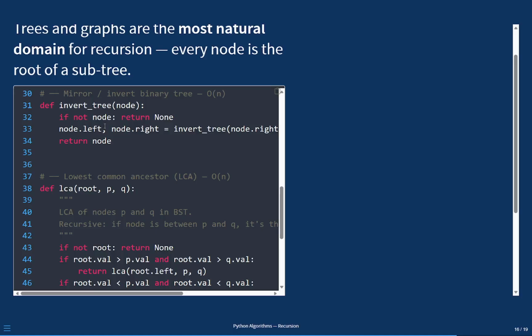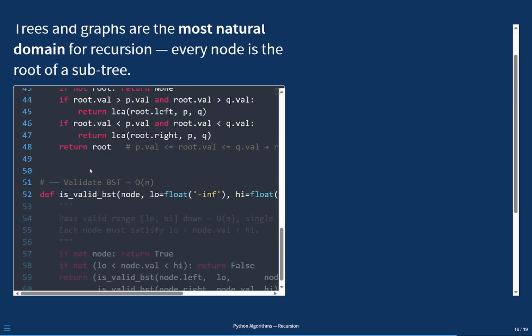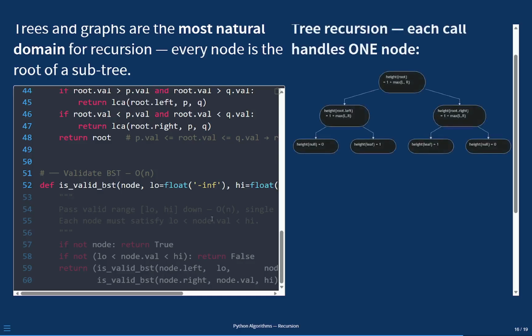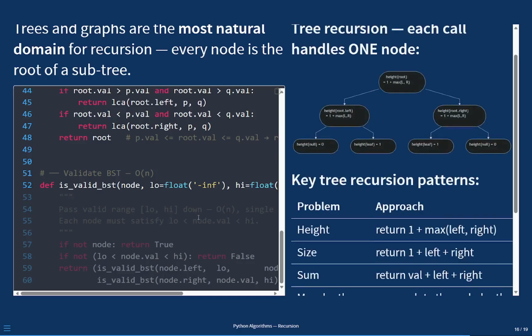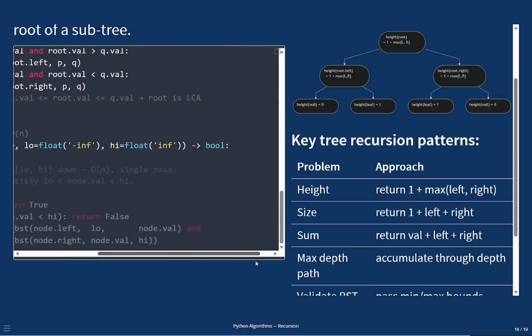is_valid_bst uses a technique that's easy to get wrong: passing min and max bounds down the tree, rather than comparing just with the parent. For the right subtree, the lower bound is updated to the current node's value. For the left subtree, the upper bound is updated. This correctly handles cases where a grandchild violates the BST property relative to a grandparent.